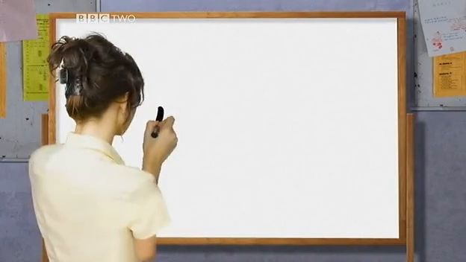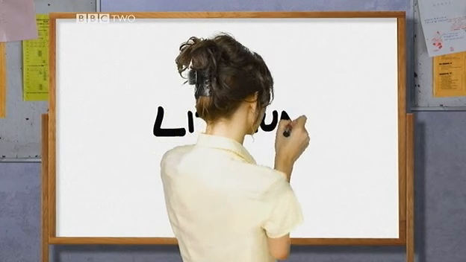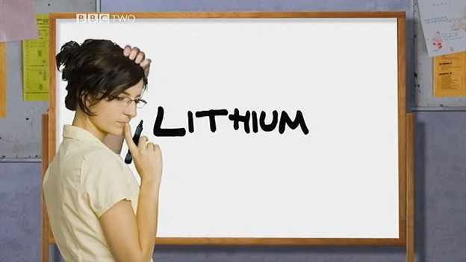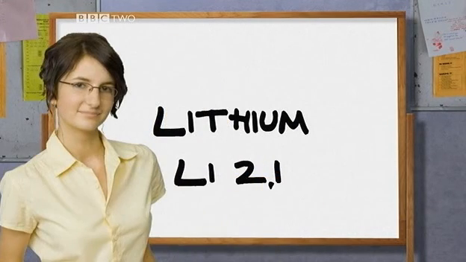In the exam, you'll also need to be able to write down the electronic structure of an atom. Let's take lithium again. This is written as the chemical symbol Li, followed by the number of electrons in each energy level, in this case 2, 1.